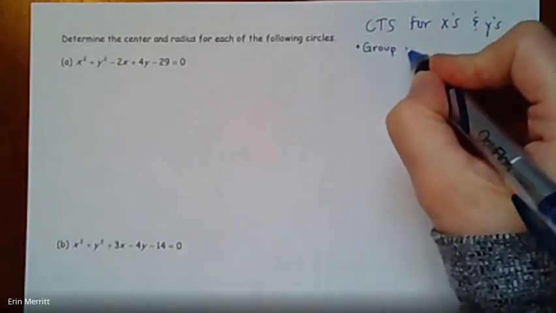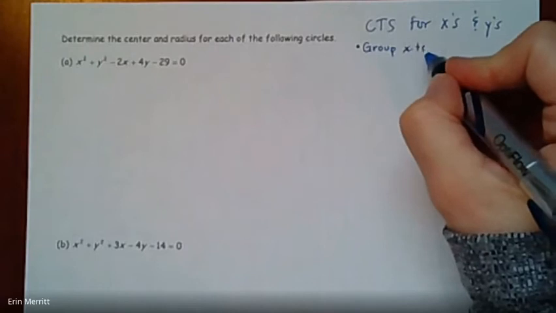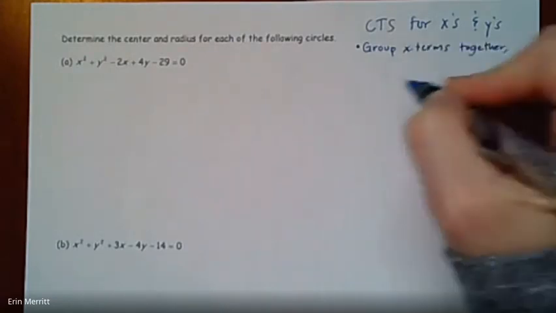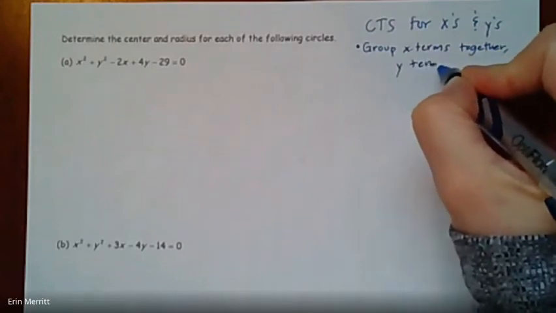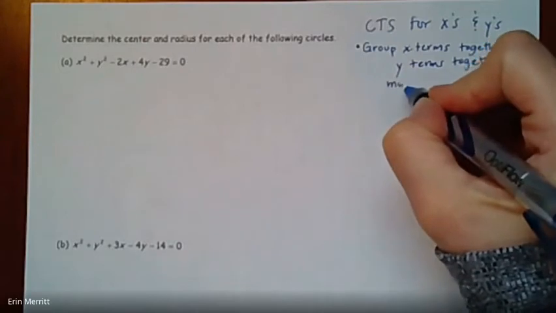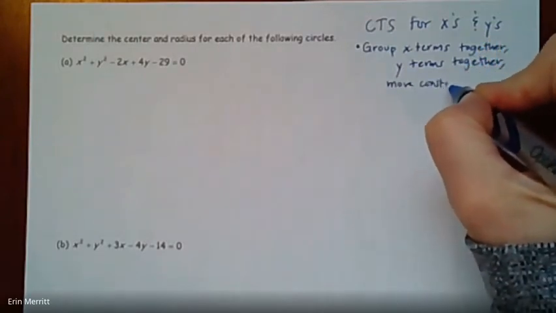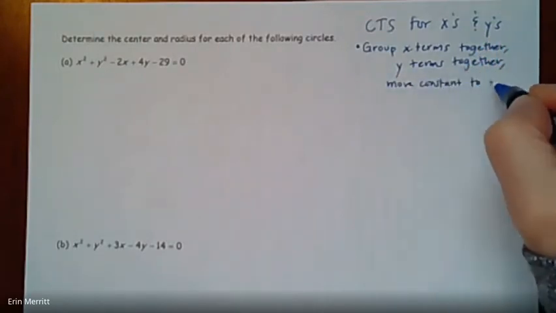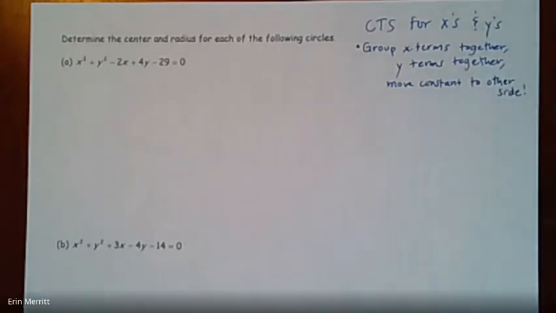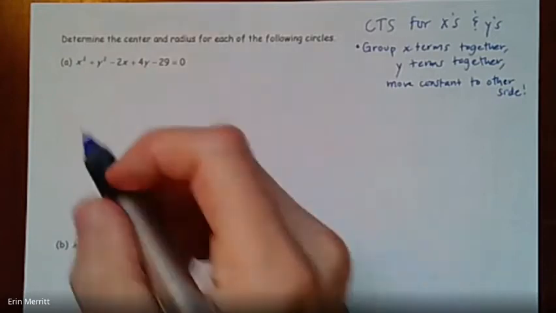So we're going to group the x terms together, the y terms together, and then move the constant to the other side. So there is step number 1. All right, let's do it.